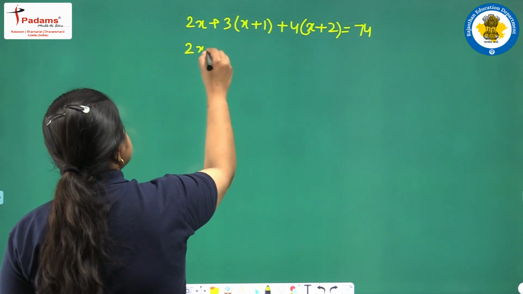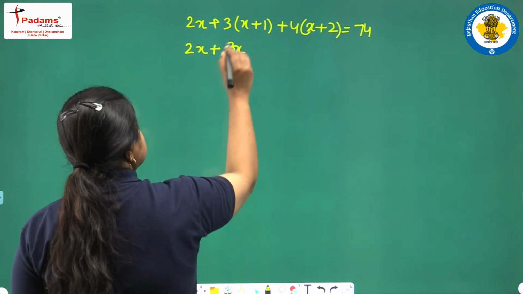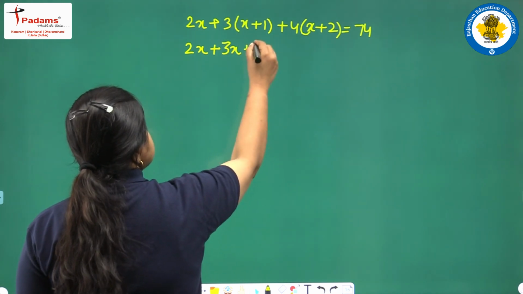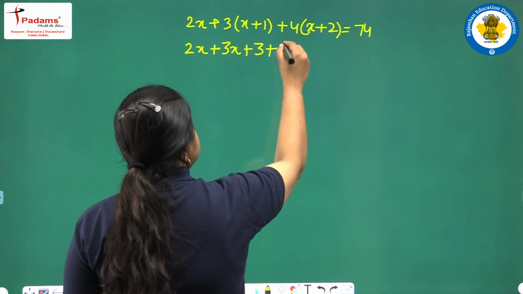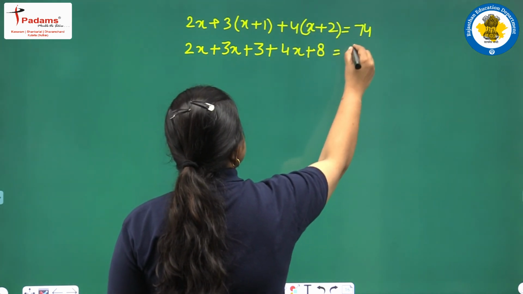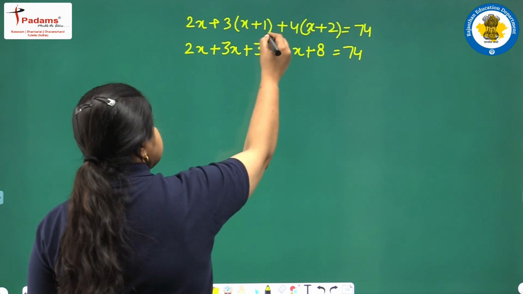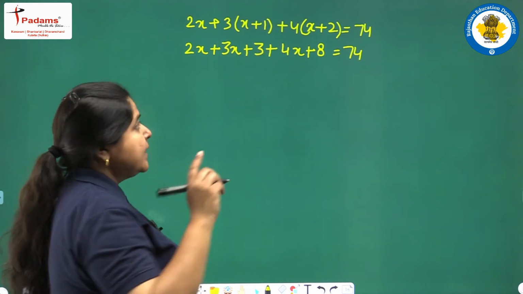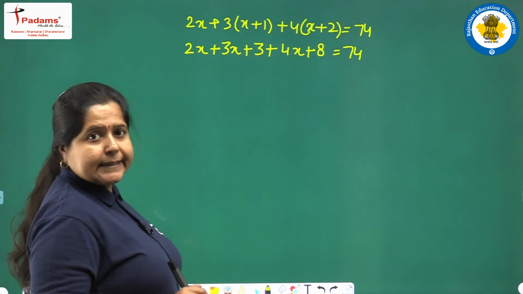Simplify: 2x plus 3x plus 3 ones are 3, 4 into x is 4x plus 4 into 2 is 8 equal to 74. The bracket is closing here, so 3 will be multiplied to only these two terms. It will not continue to the further terms.